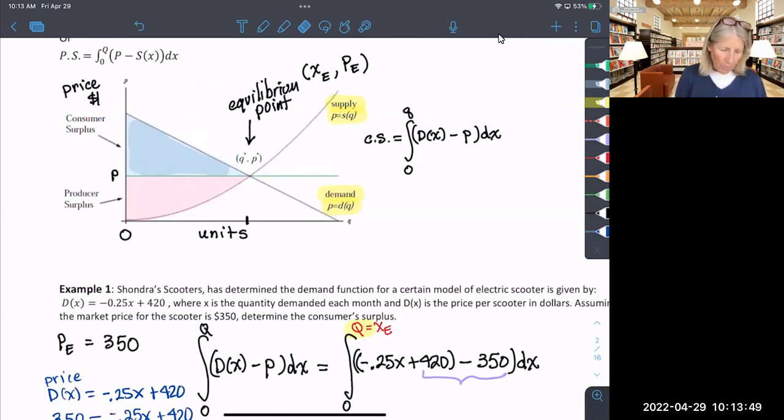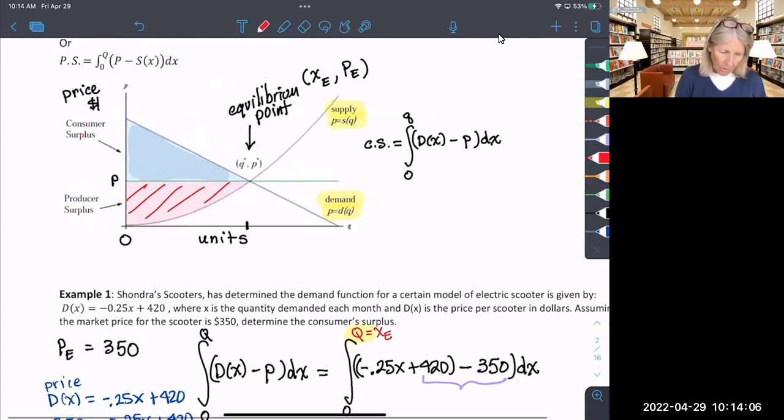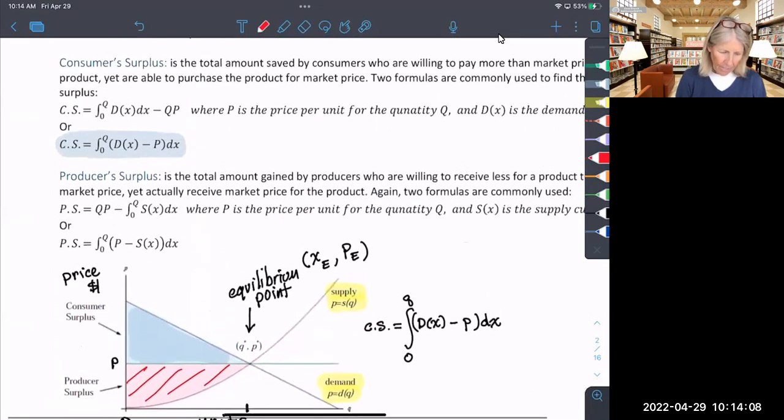Now, when I do producer surplus, you can see the picture is a little different. I'm going to be finding this pink area here. So I'll be finding the area under the price function, so that'll be my upper curve, but above my supply function. And for producer surplus, if you look back here, the formula that we can use for producer surplus is this guy.